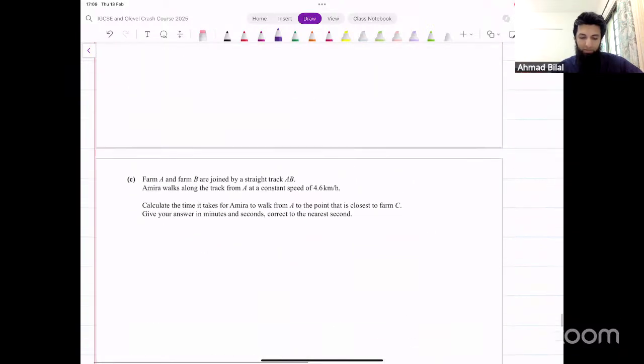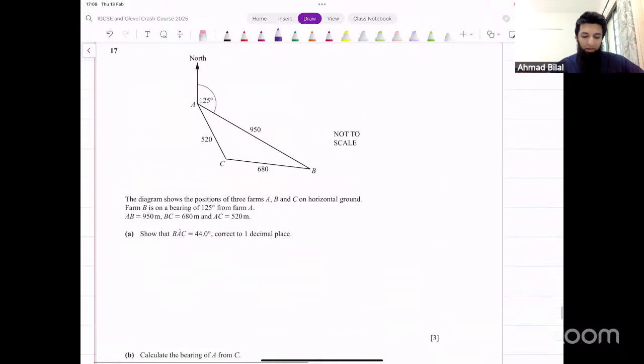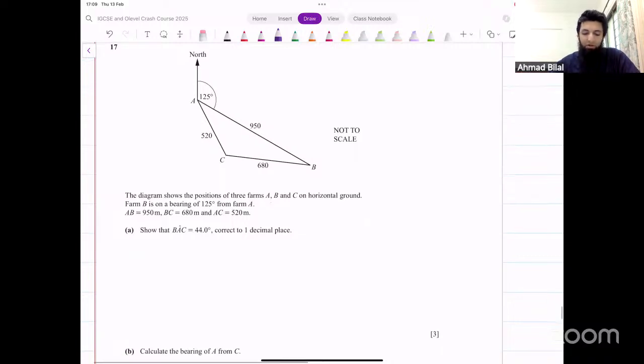Okay, let's do this one now. The diagram shows positions of three farms A, B, and C on horizontal ground. Farm B is on a bearing of 125 degrees from farm A. AB is 950 meters, BC is 680 meters, AC is 520 meters. All of that information is given in the question itself. Show that angle BAC is 44 degrees.